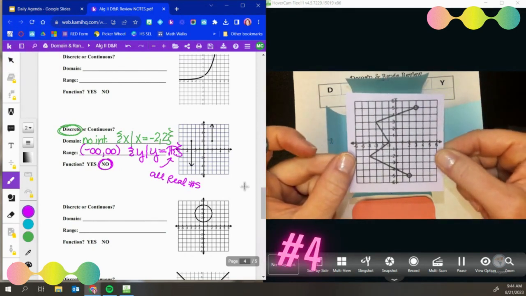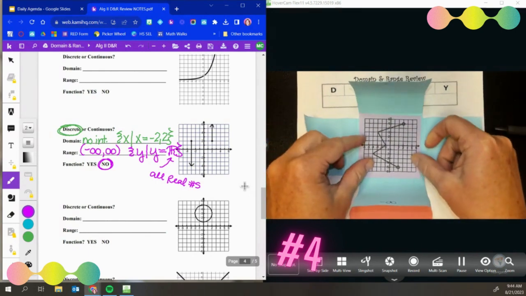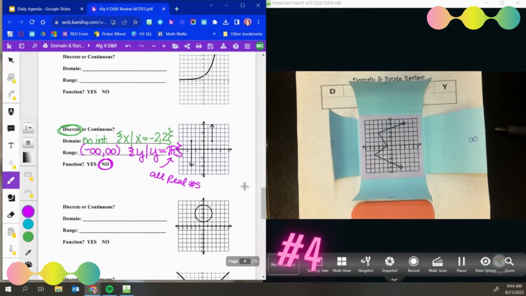All right. So here's our next graph. I believe this one is going to be on the last page of graphs that you have in your notes, but go ahead and stick that one into your domain and range window, and let's see if we can do the domain and range for this little guy.